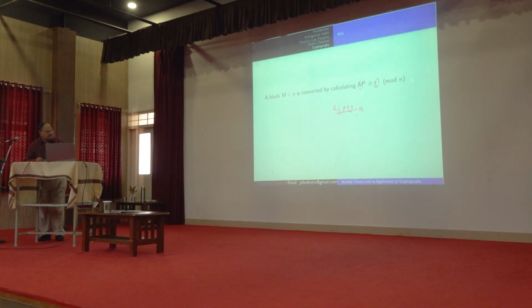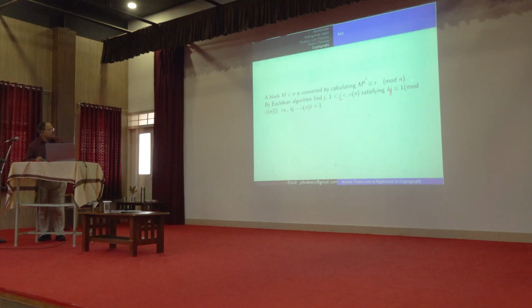And now how to revive the original message is given here. There is a J between 1 and phi of N for this K that is used here, such that K into J is congruent to 1 mod phi of N. In other words, K into J minus phi of N into T is 1. So next, you take that R and raise power J on that.